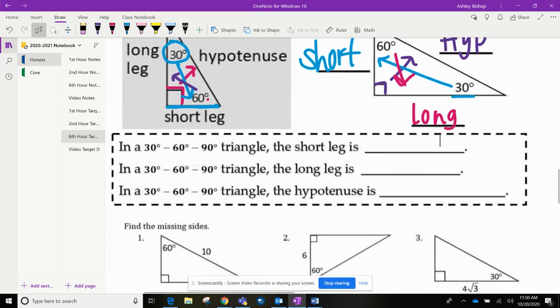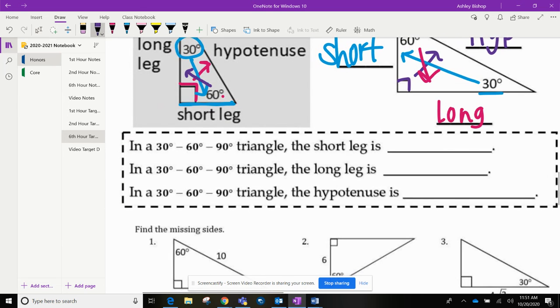In a 30, 60, 90-degree triangle, the short leg is what we called X. So the short leg is how we find X. In a 30, 60, 90-degree triangle, the long leg is whatever X is times the square root of 3. And then the hypotenuse is 2 times X.